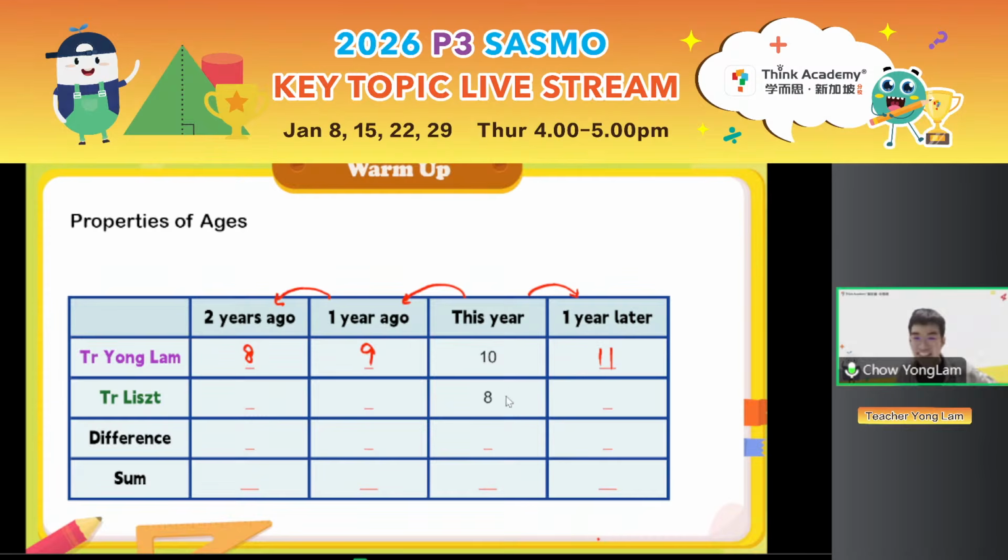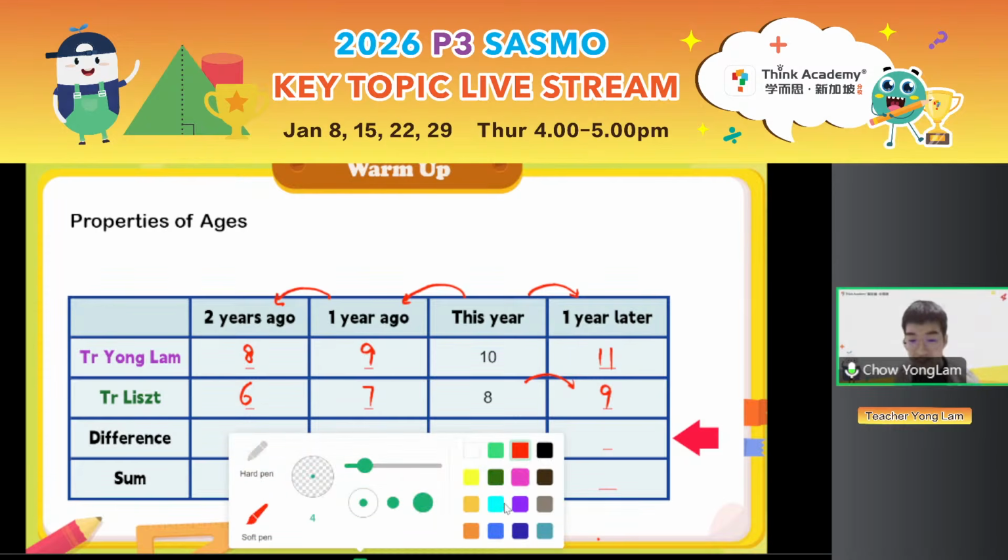Likewise, right, Teacher Liz is 8 years old this year, believe it or not. Okay, so 1 year ago, again, minus 1, Teacher Liz was 7 years old. 2 years ago, he was 6 years old. 1 year later, right, from this year 8, next year he will be 9 years old. Okay, so now we have filled up our ages, right? Very easy. You should know how to do it. Pay attention to the next two rows.